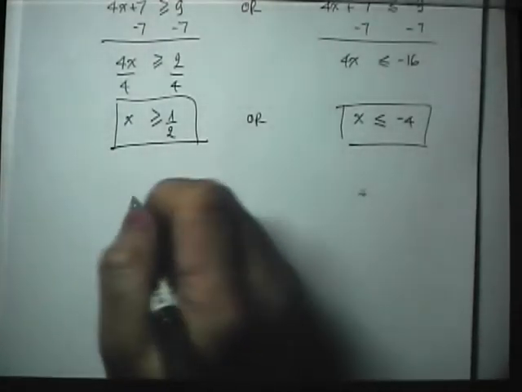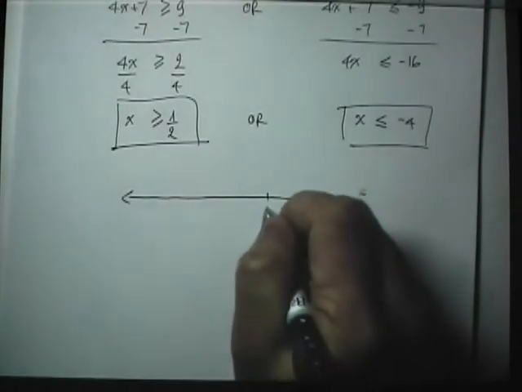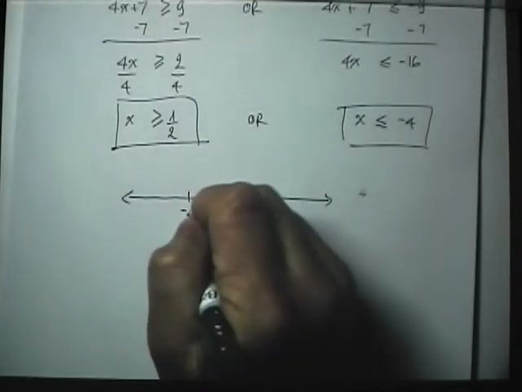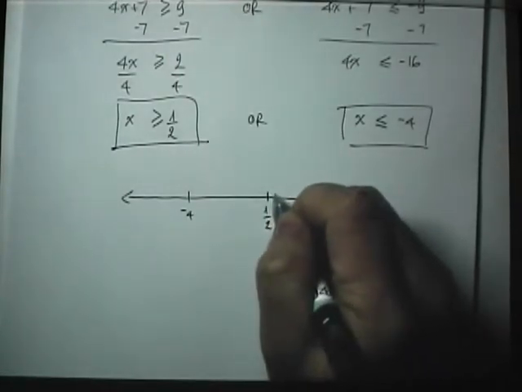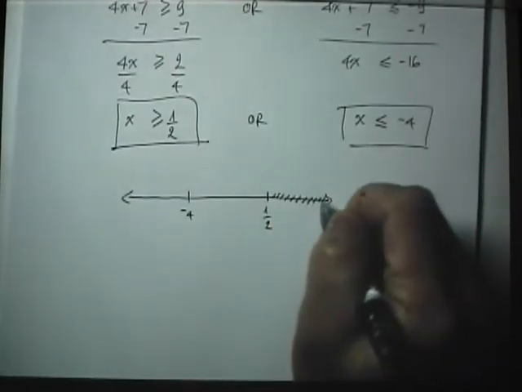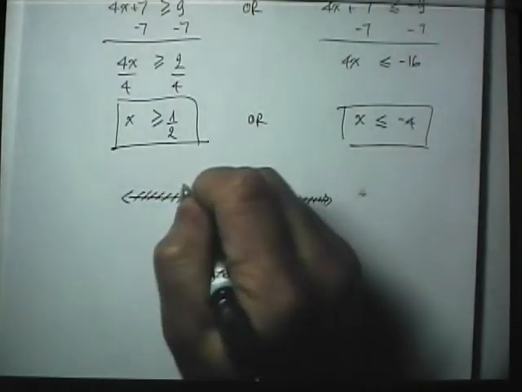And so now to graph the solutions, here's your 1/2, here's your negative 4. So x can be greater than or equal to 1/2, or x can be less than or equal to negative 4.